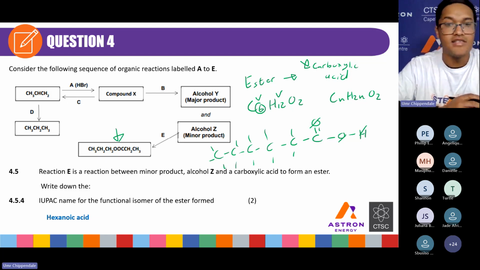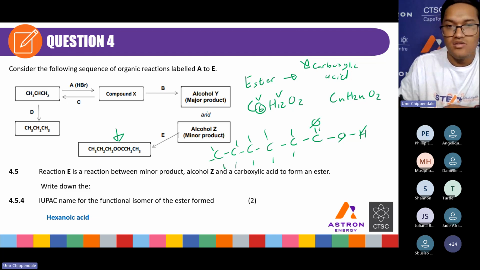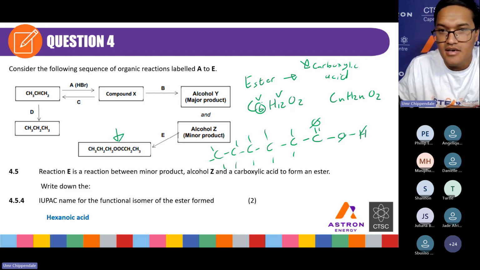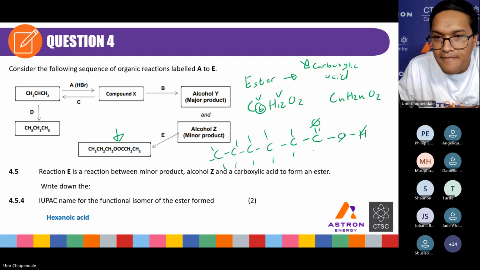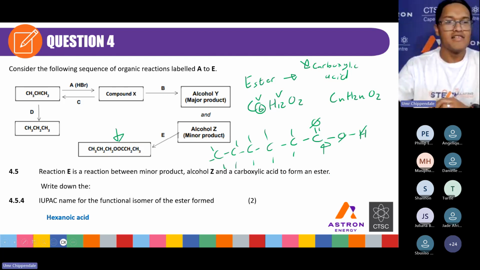Yes, so the answer is actually hexanoic acid. Please do not forget to write this down. All right, the carbon that we have as well, where your carboxyl group is attached to. This one, all right? So your answer is actually hexanoic acid.